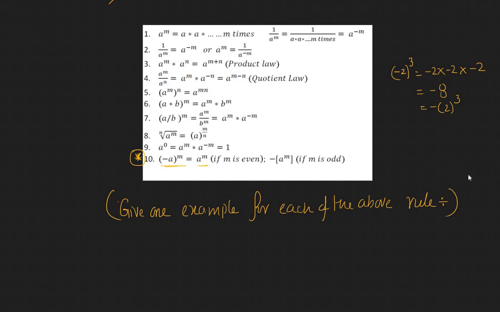So if the top m is odd, then it becomes minus a power m, which is minus 2 cubed. And if your m is even, minus 2 power 2, that's minus 2 into minus 2, that's 4, which is 2 square. So if m is even, then this is a plus, or it's implicitly plus. And if m is odd in the power, then you have a minus sign. That's what this means. Okay, so I'm sorry I missed this.